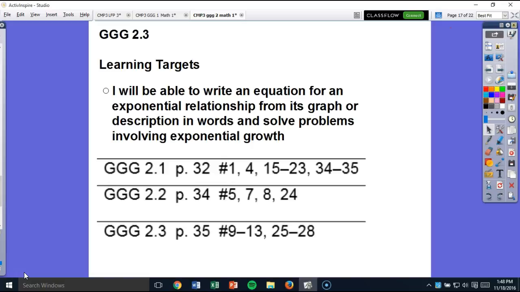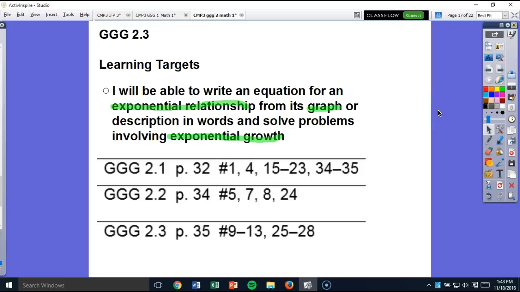Today's learning target: I will be able to write an equation for an exponential relationship from its graph or description in words and solve problems involving exponential growth. Okay, those are the key words for this investigation.